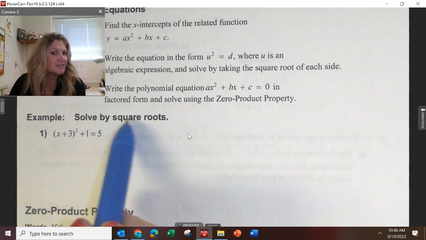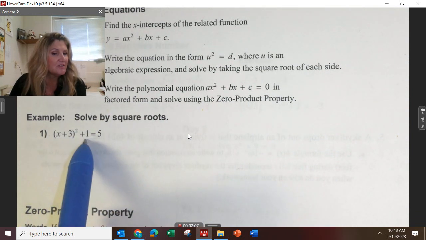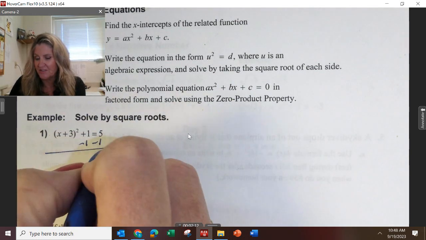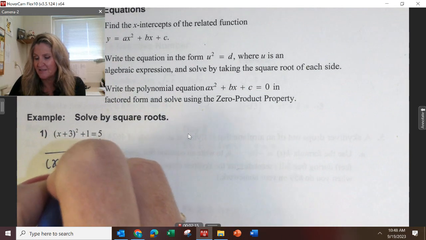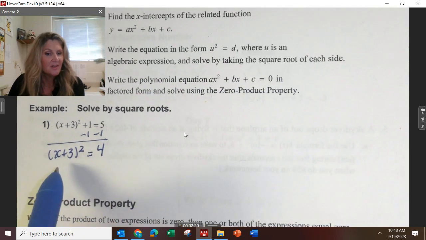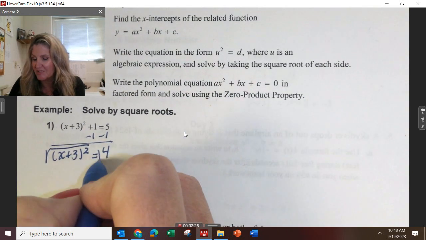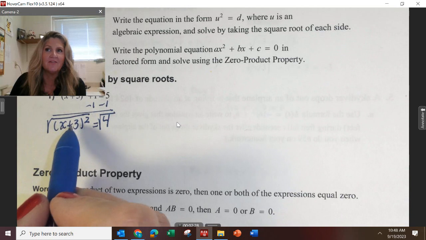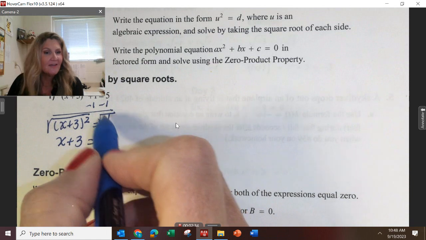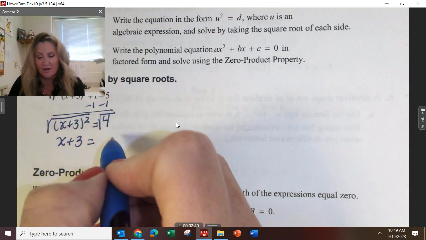This first problem we want to solve by square roots. It's the easiest way to solve it. So I'm trying to get this by itself. So what would we do? Yep, subtract 1 first. So our goal is to isolate that quadratic right there, that quantity squared. So once I have this quantity squared, to get it by itself, I can take the square root of both sides. Because the square root of a quantity squared is just going to become x plus 3. But what do I have to do when I have an equation and I take the square root? What do I have to put in front of the square root of 4?